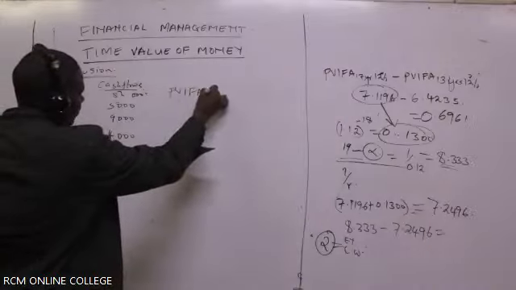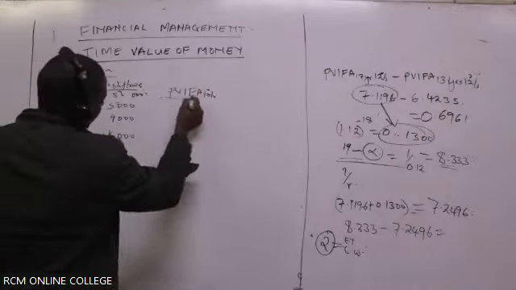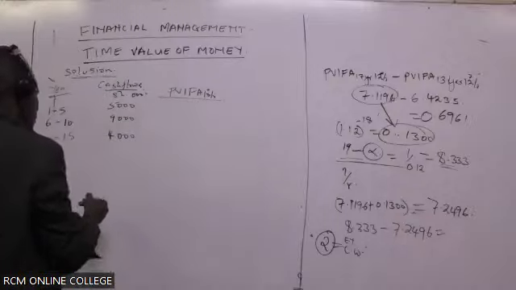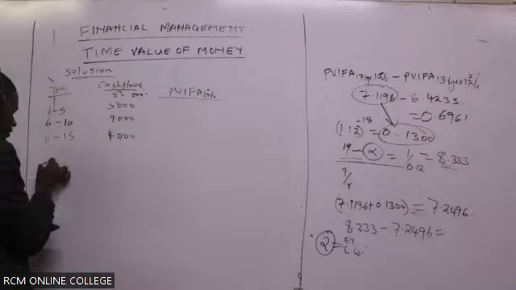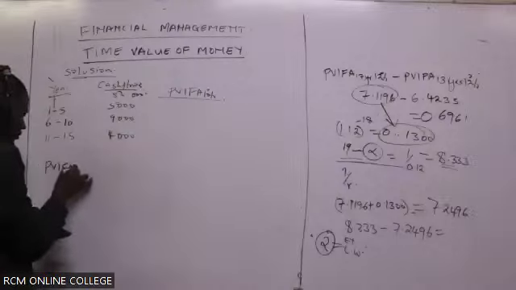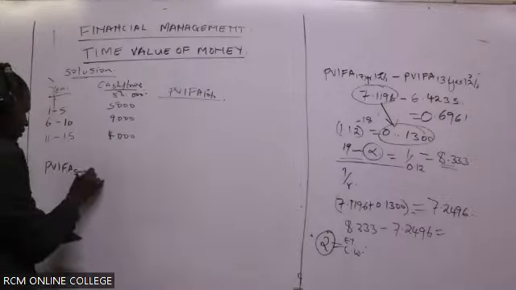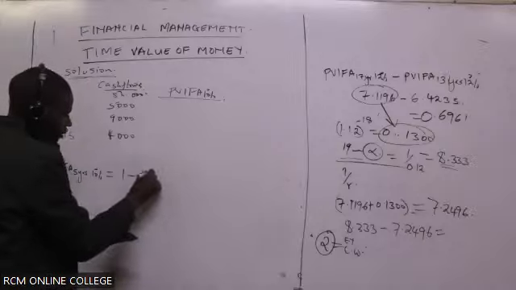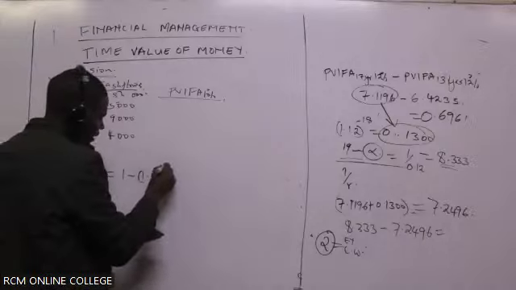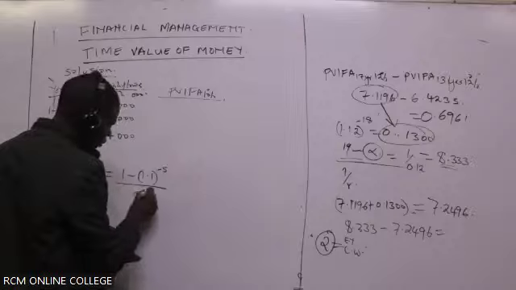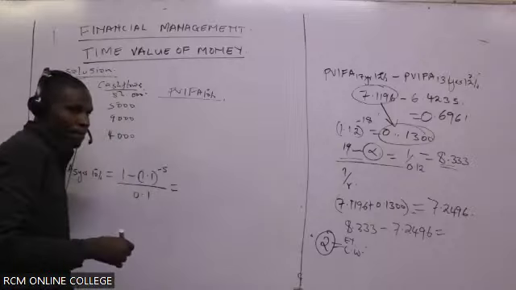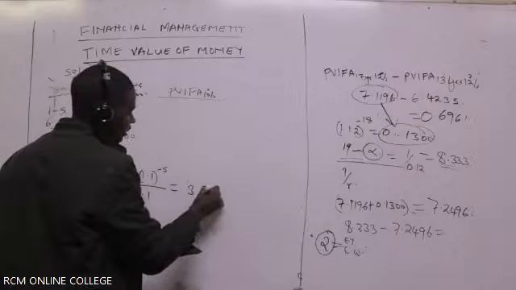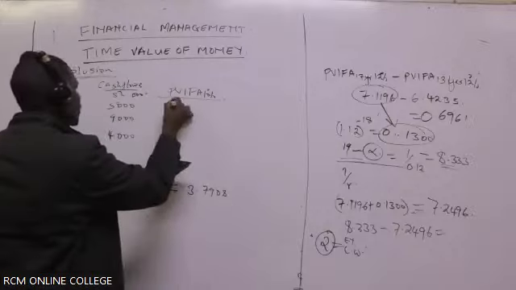PVFA 10%. So can you give me that of the first 5 years? So it will be PVFA 5 years, 10%. What do you get? 1 minus 1.1 raised to power negative 5 divided by 0.1. What was it? 3.7908. That's good, that is direct.